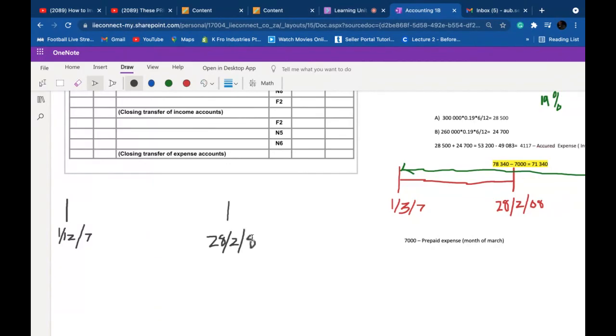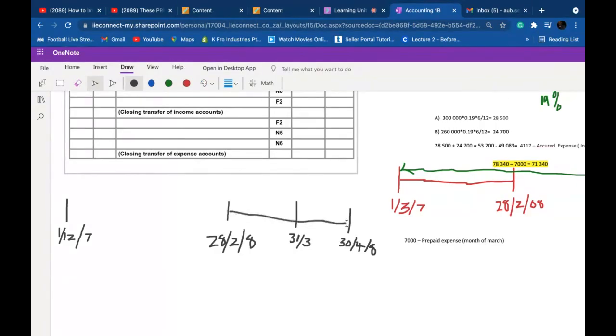Okay, 2008. They tell us that they've paid rent for March and April 2008. So let's just say 31, and then also 30 there. It should be 30 days, and then 4 for April, and this is for 2008. I won't put the 8 there because it's just going to take up space.